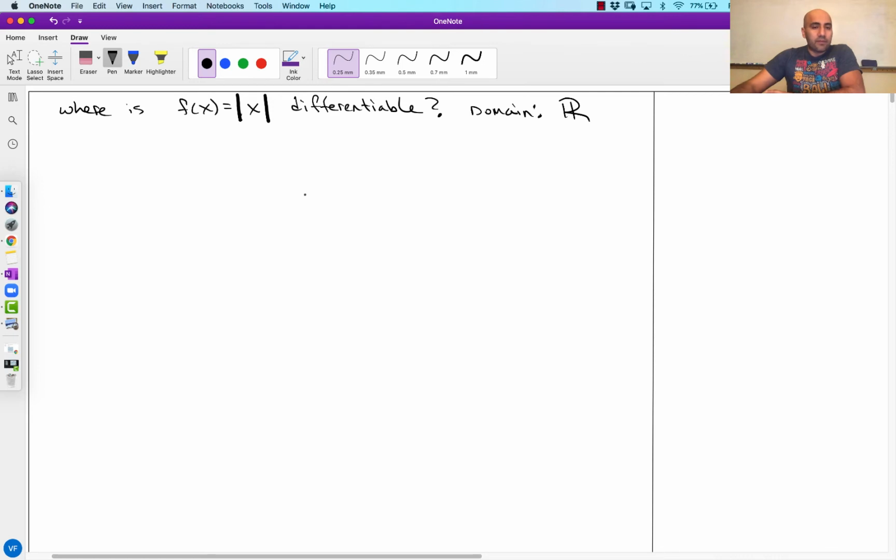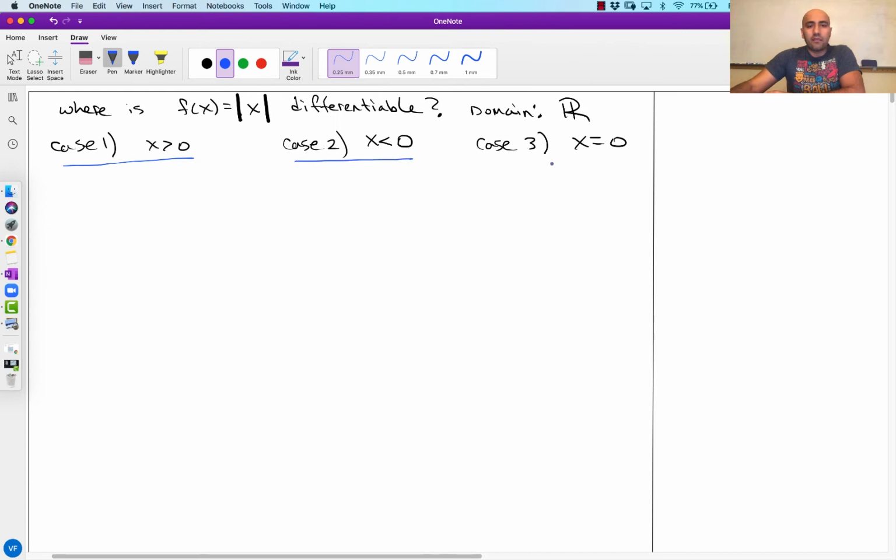So let's break it up into pieces. First of all, case 1 is when x is greater than 0. Case 2 is going to be, what about when x is strictly less than 0? And case 3 is, what if x is exactly equal to 0? Between these three cases, we will cover everything in the real number set. So we're going to cover case 1 first. Let's think about that one.